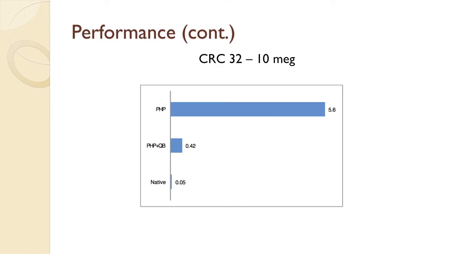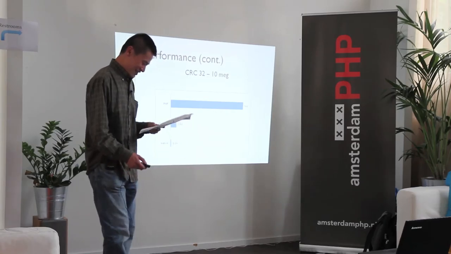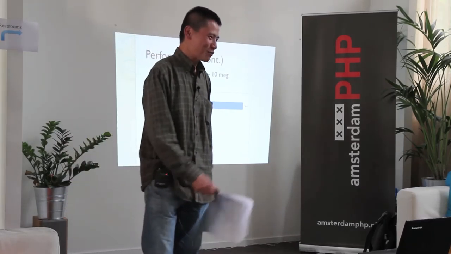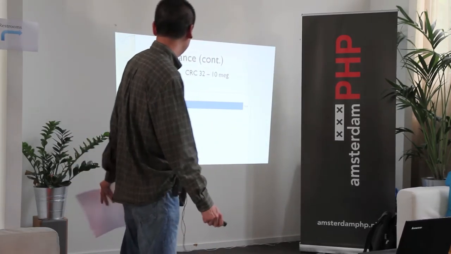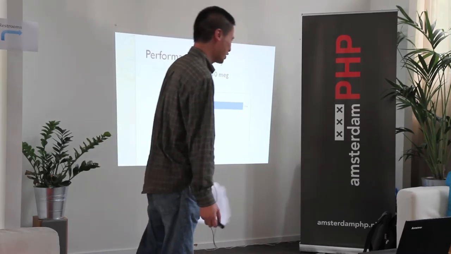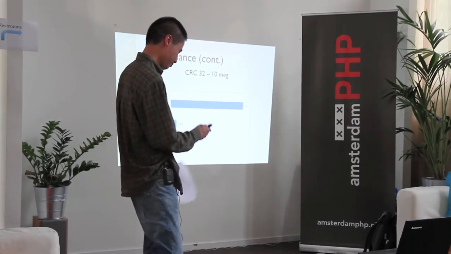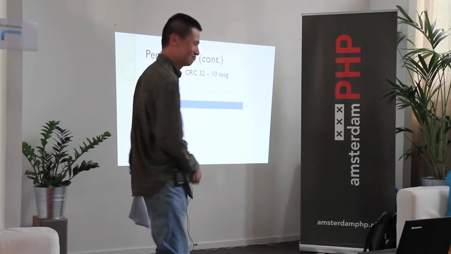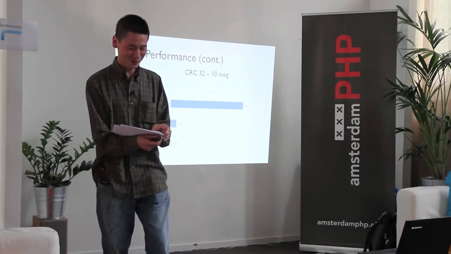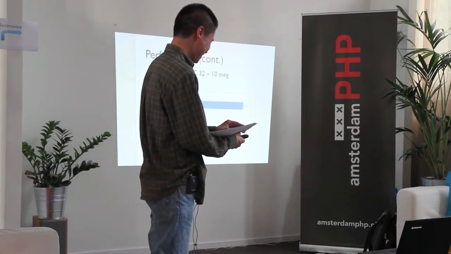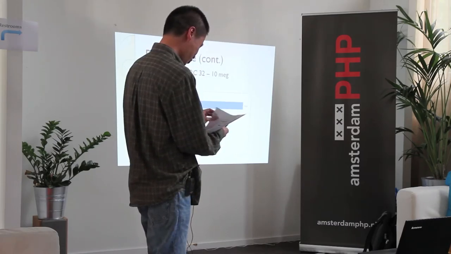In this case, that looks impressive until you look at the bottom bar here. That's the native function. That's the function that's built into PHP. So, you know, I'm not really working magic or miracles here. It's still bytecode interpretation, and bytecode interpretation is inherently slow. But still, it's better. And worthwhile. Okay, let me flip to the next page.